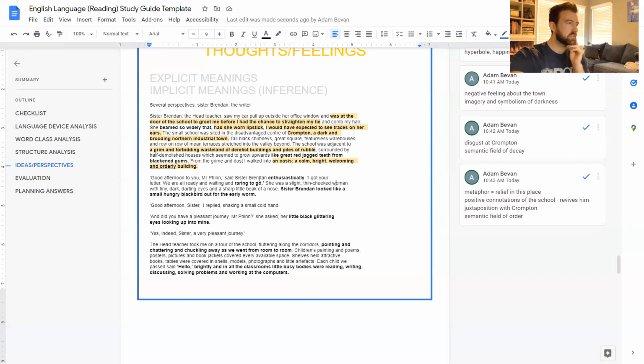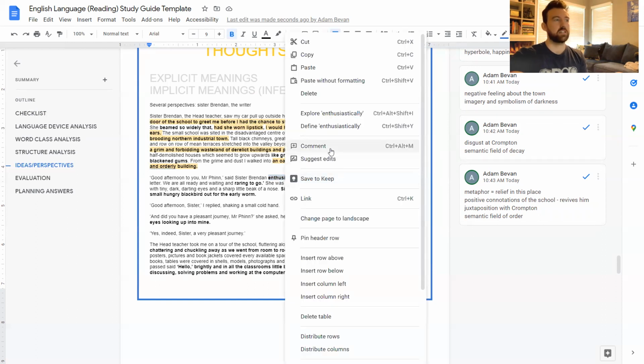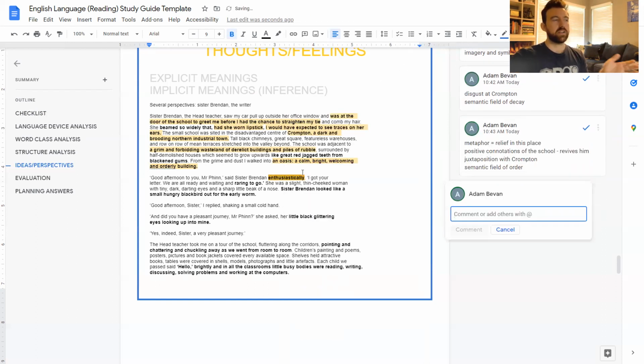"So good afternoon to you, Mr. Finn," said Sister Brendan enthusiastically. So that's explicit. Like, you know, you could literally say she's enthusiastic because it literally says the adverb enthusiastically. Now, why do I bring that up? I bring it up because there's nothing wrong with using explicit meanings to try and help you to build out good answers for how a writer thinks or feels about something.